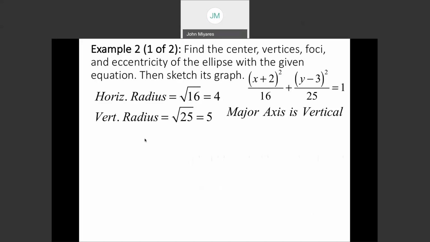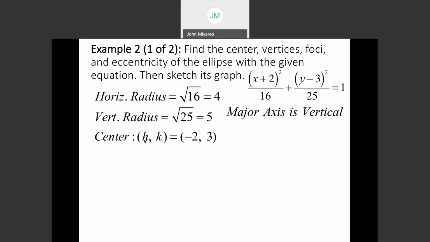Next, we can find the center of the ellipse by looking at the values being subtracted from x and y inside the parentheses. Since it's x plus 2, that will give us h equals negative 2, because you're subtracting negative 2 from the x. And since it's y minus 3, that means k equals 3. So our center point is going to be (-2, 3).